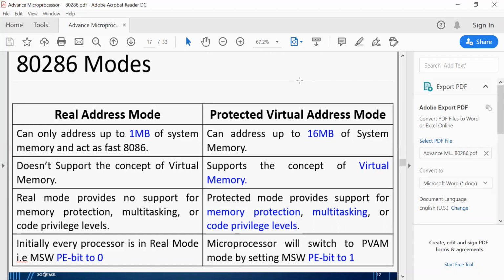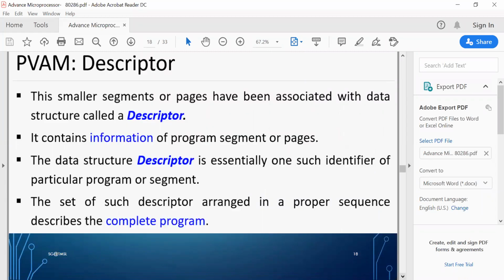In real address mode, initially every processor is in real mode, that is, the machine status word PE bit is set to 0. If protected virtual address mode is to be enabled, that protection enable flag bit must be set to 1. So the microprocessor will switch to this mode by setting the machine status word PE bit to 1. So these are the differences between these two modes of the 80286 microprocessor, real address mode and protected virtual address mode.